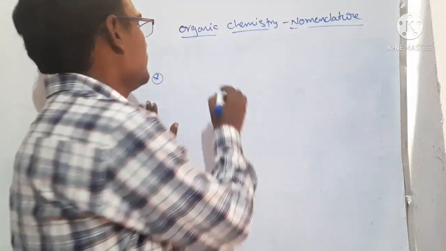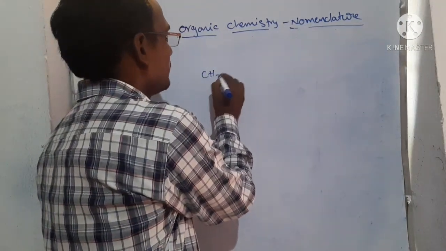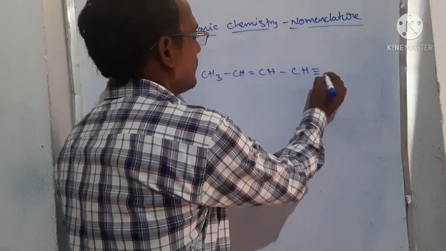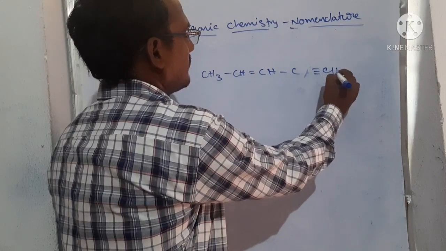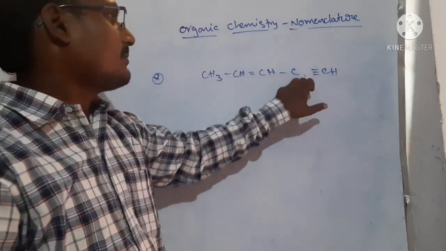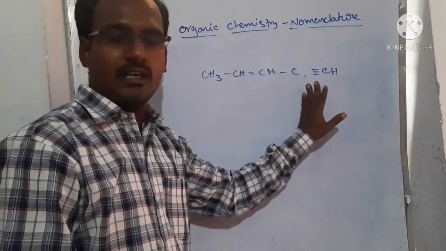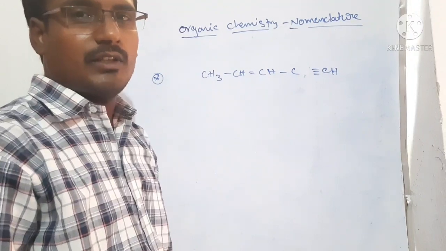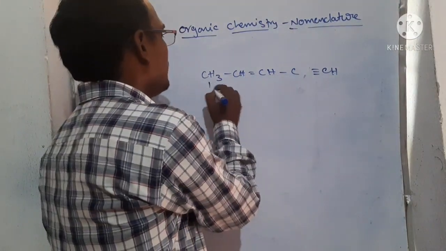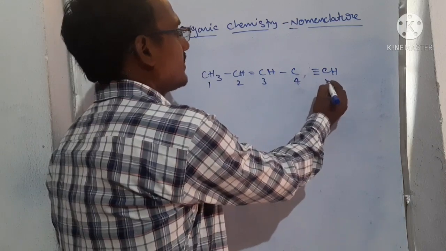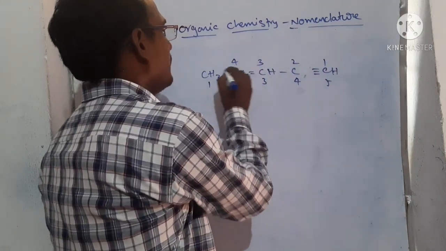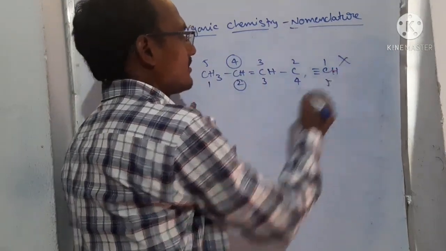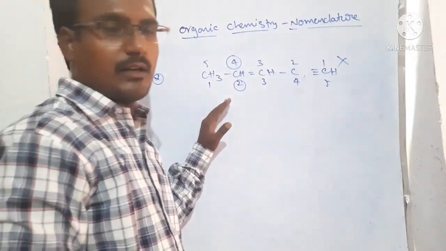Let us see another example. If a double bond and a triple bond are both present, as in this compound, you should give the priority to the double bond. So the double bond will get the least number: 1, 2, 3, 4, 5. Here this is the fourth one and this is the second one, so we can go this side. The other way is not correct. The double bond gets the highest priority when compared to the triple bond.